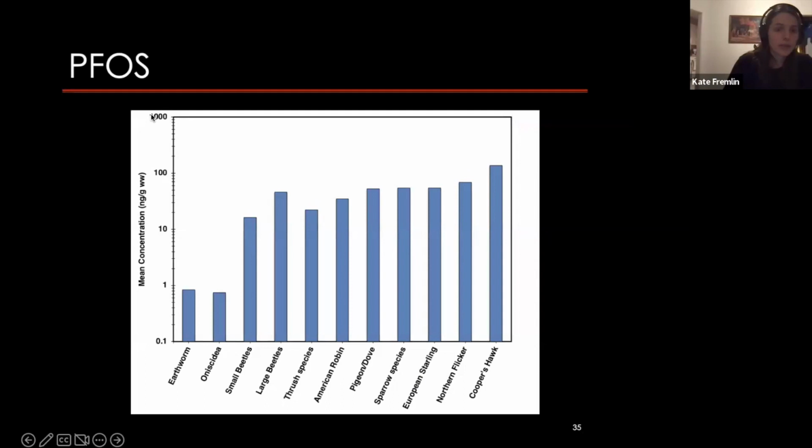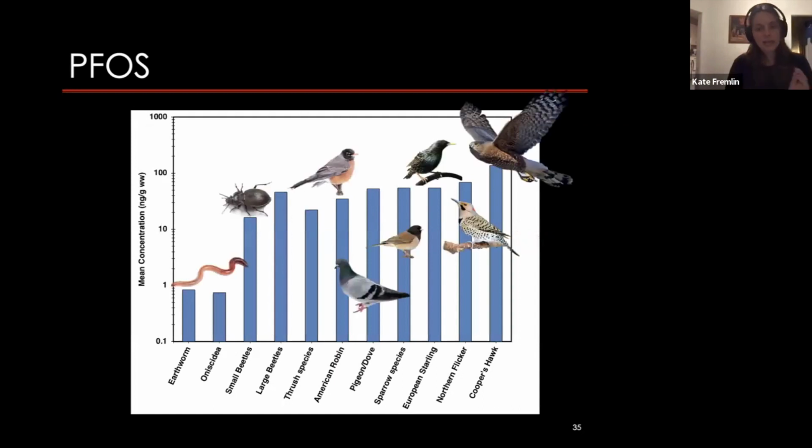So pointing out some of the concentrations, this is actually on wet weight. So we didn't actually look at the chemical concentration in lipids this time. So this is just overall in the organism. So again, we still see this very strong trend that at lower levels of the food web, it was a lot lower than say up to the Cooper's hawk. So still indicating very strong biomagnification occurring here in the food web.